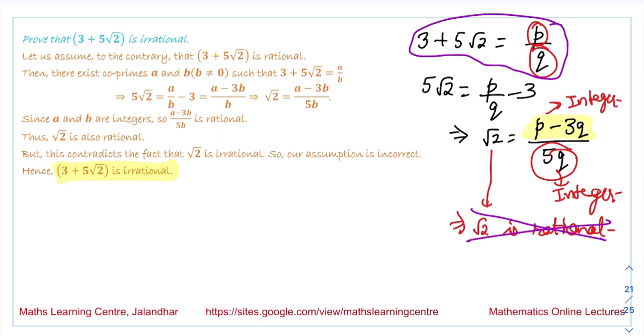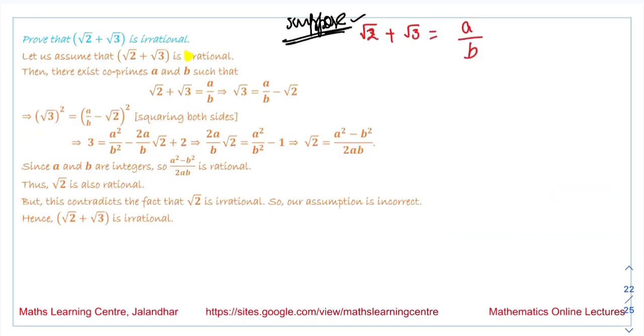Next is root 2 plus root 3 is irrational. So suppose we are saying that this is a rational number. So similarly we will have some integers a and b which are co-prime, and b is not equal to 0, and we are saying that root 2 plus root 3 is equal to a by b. We are supposing this thing. Suppose that this number is a rational number, then root 2 plus root 3 is equal to a by b. So what we get is that root 3 is equal to a by b minus square root of 2.